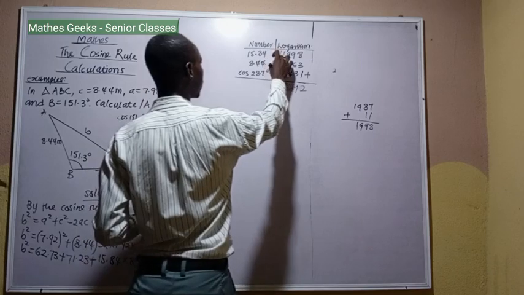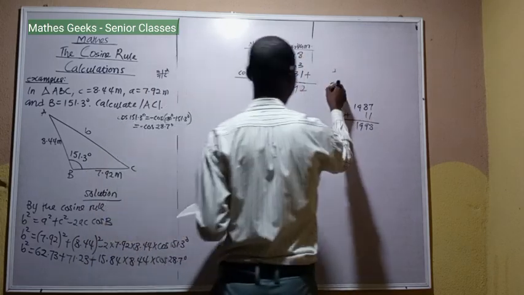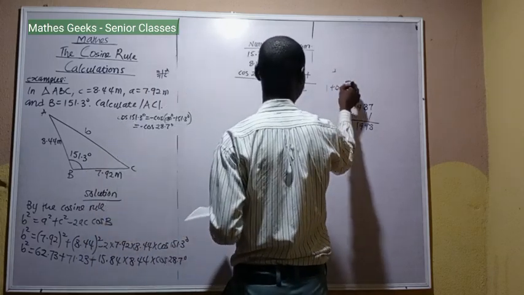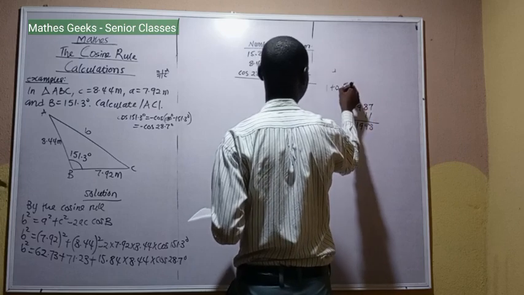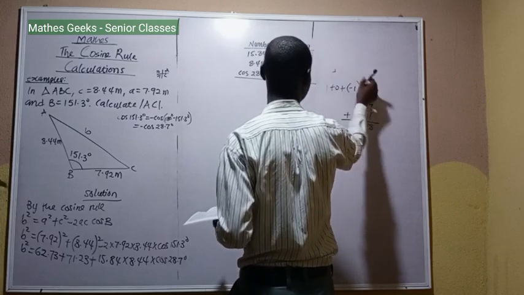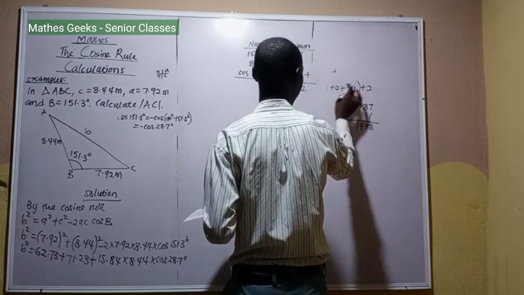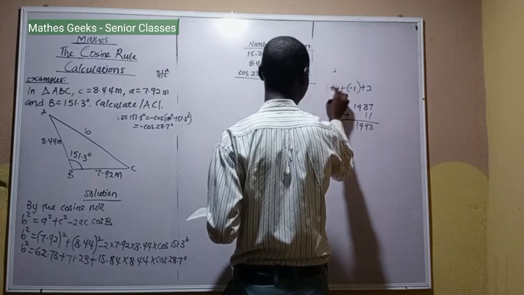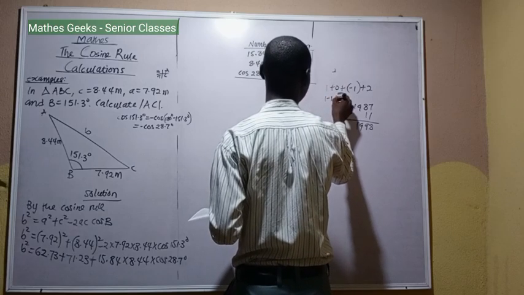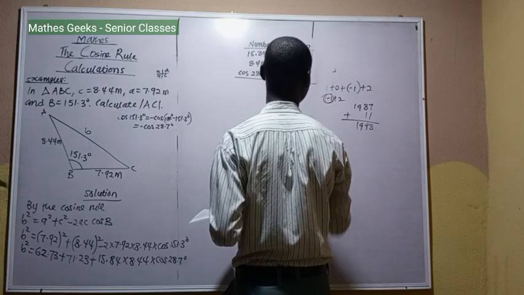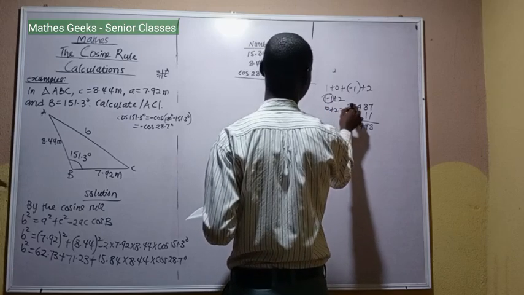Okay, so what we have here is 1 plus 0. This bar 1 here is minus 1, plus the 2 that we carried over. So 0 minus 1 is minus 1. Then 1 minus 1 is 0, and 0 plus 2 is equal to 2. Here is 2.